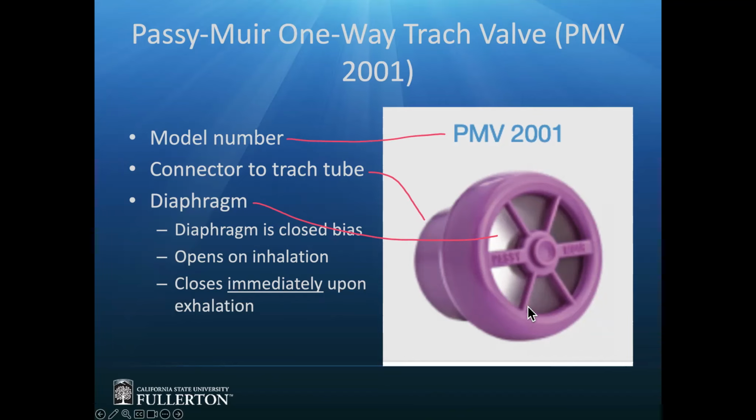I do want to point out that it's purple, and the reason it's made purple is so that it's very, very visible to anybody who's taking care of that patient that they have this on. So we want all the caregivers and the family and the patient themselves, to the extent they can, to be aware that they have a tracheostomy tube present.